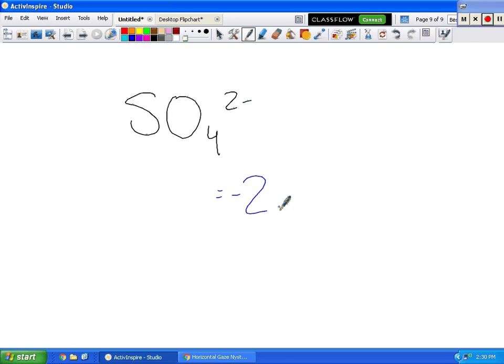So the next one is anything by itself? Nope. Keep on moving. Number 3, do you see parentheses? Nope. Keep moving. Number 4, do you see a metal? Nope. Keep moving. Number 5, fluorine. 6, oxygen. Yes. Okay, so in this case, oxygen, just like always, is what? -2. Bring that math down, so I've got -8.